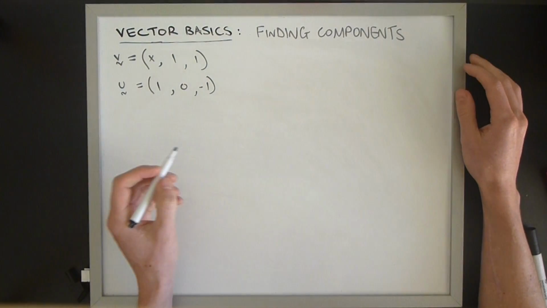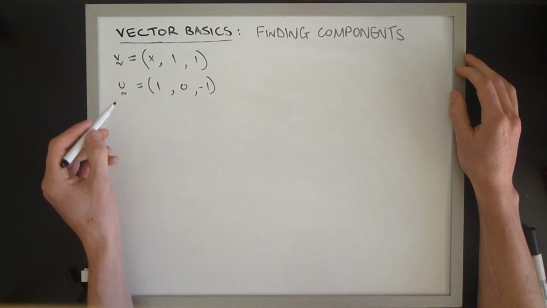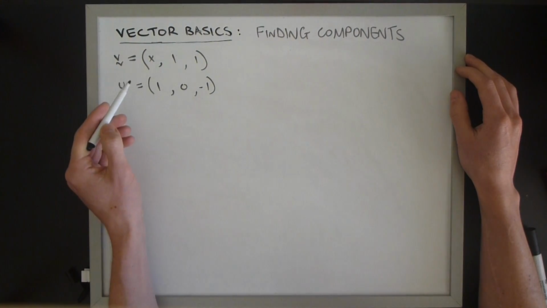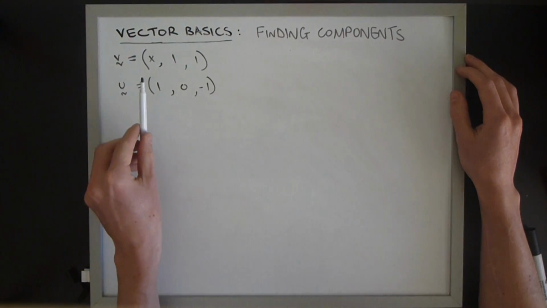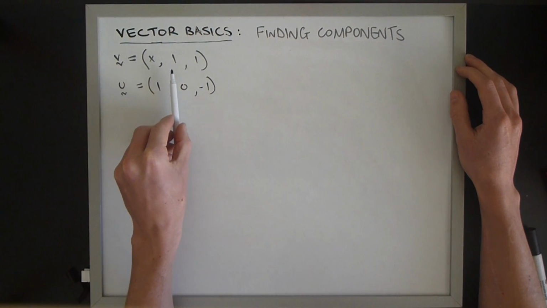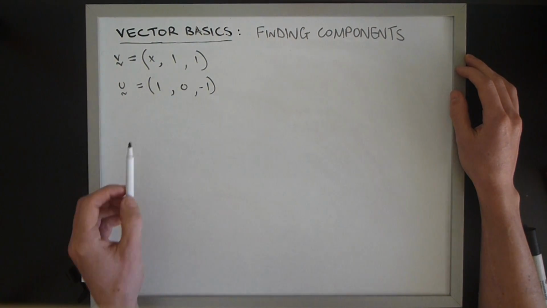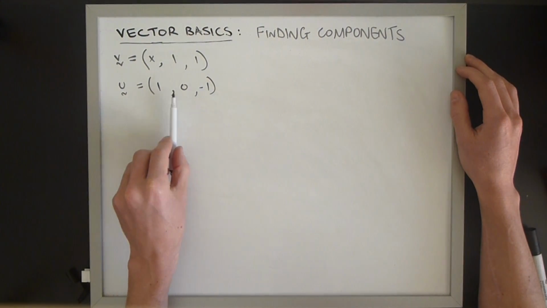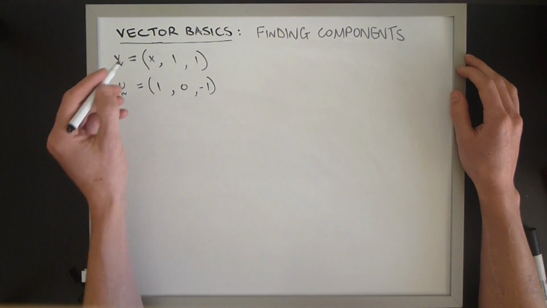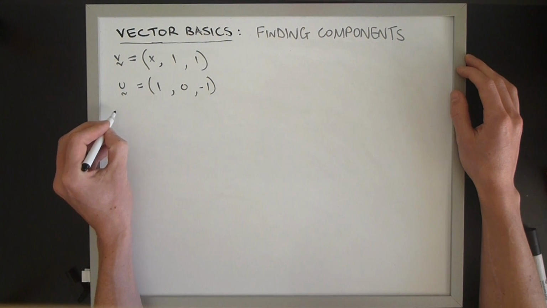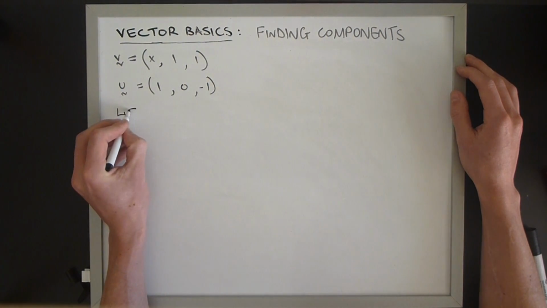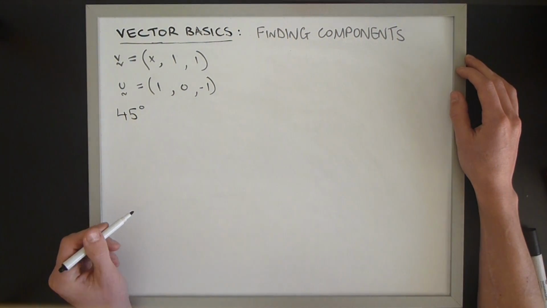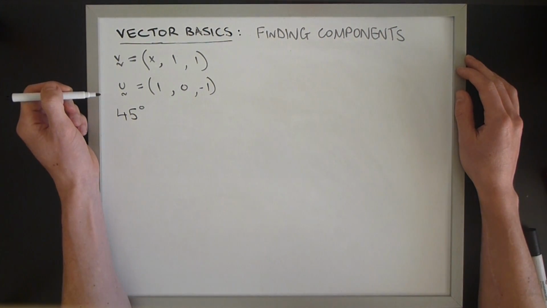This video will be on finding components of vectors. If we had an example vector v where we have an unknown component x, a second component 1 and a third component 1, and we had a second vector u of 1, 0, minus 1, and we know that the angle between the two vectors is 45 degrees. What is the component x?